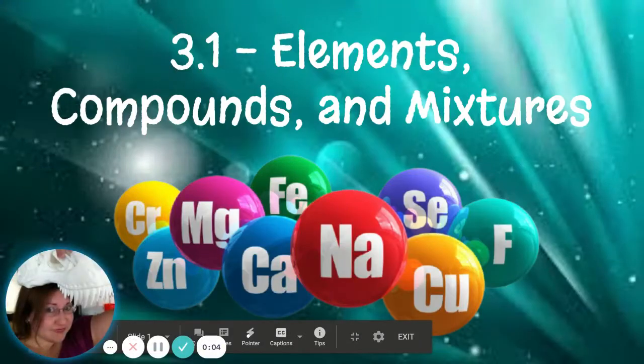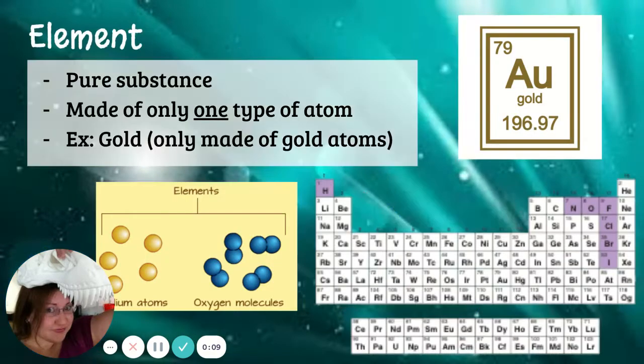In section 3.1, we're going to be talking about elements, compounds, and mixtures, and the different characteristics that define each one of these. We've talked a lot about elements, and we know that elements are listed on the periodic table. Each one of these boxes represents one element. Elements are pure substances. They're going to be made of only one type of atom. So, for example, the element gold is only made of gold atoms.